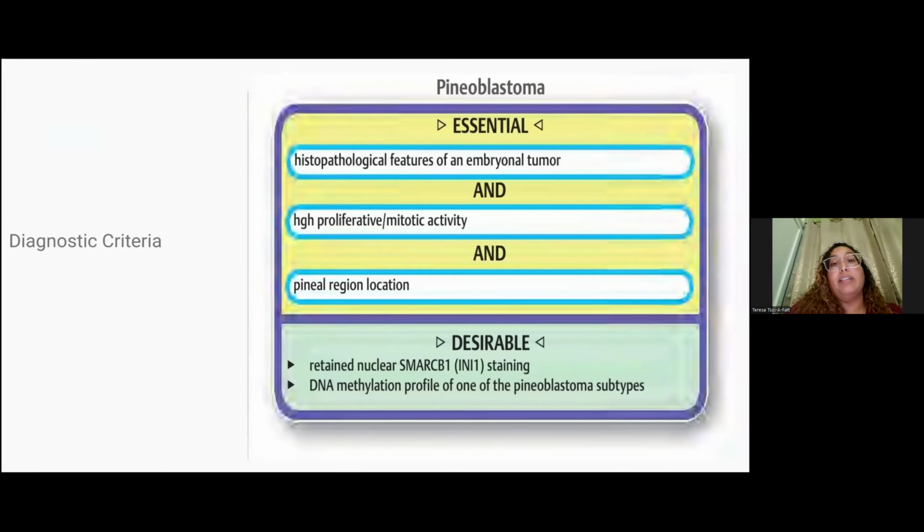The diagnostic criteria for pineoblastomas: they must have histopathological features of an embryonal tumor. They must have high proliferative or mitotic activity. They must be located in the pineal region. And it's also desirable that there be retained nuclear SMARCB1 staining and a DNA methylation profile of one of the pineoblastoma subtypes.